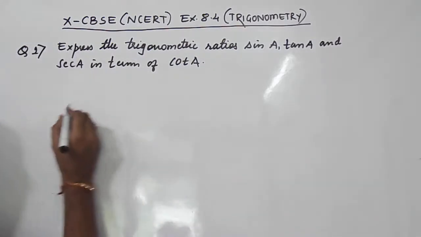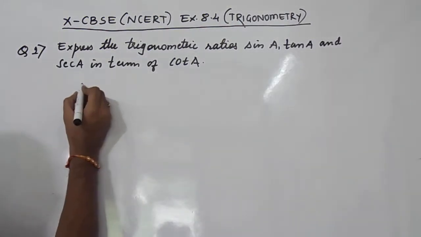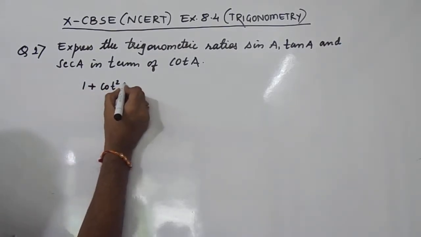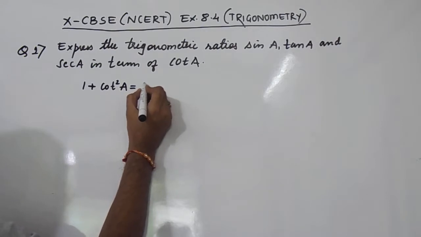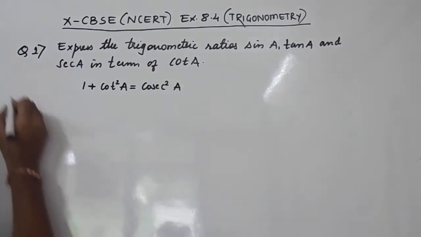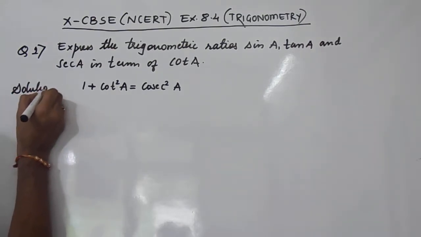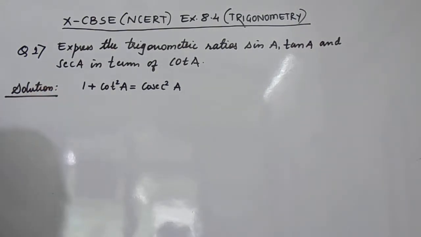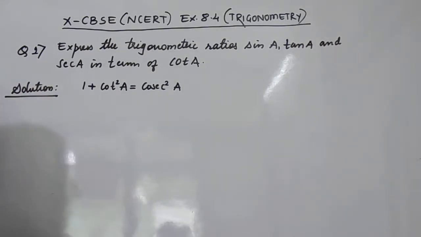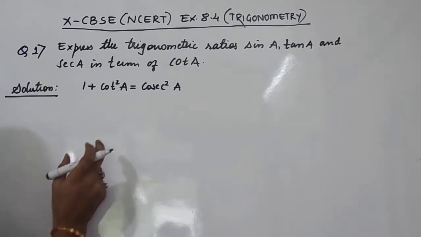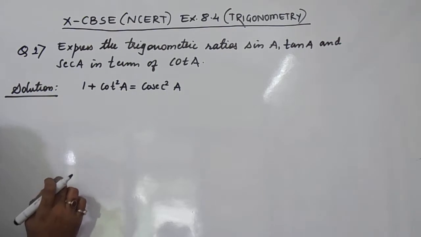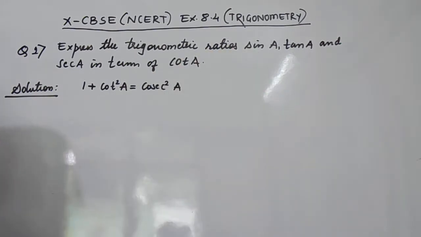So what was the relation? First we'll see that 1 plus cot square A is equal to cosec square A. We have already seen this identity. We use this identity because we will get the relation between cot and sine, because cosec and sine are related to each other, that is, cosec is the reciprocal of sine A.